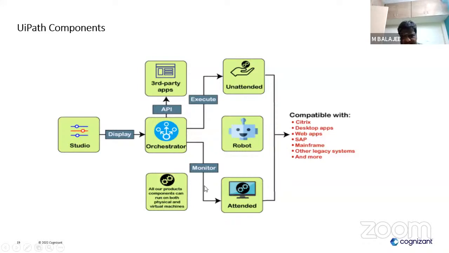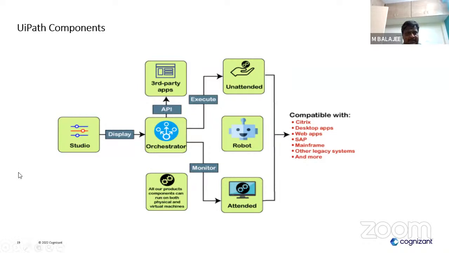But in case of attended automation, we have two things. One is unattended automation and the second one is attended automation. So this unattended automation, as I said, I don't need any human intervention. But in case of this attended automation, I need human intervention. Once the user confirms manually whether it is yes or no, or proceed and stop, then only the bot will work.